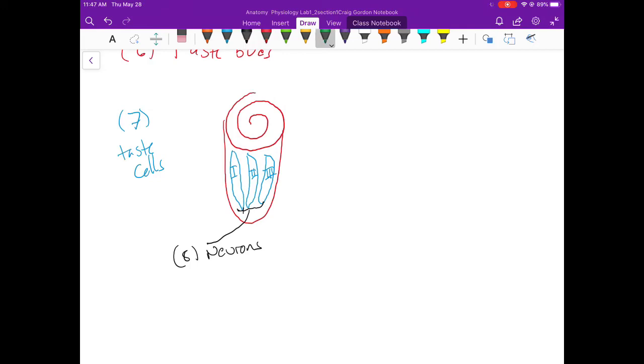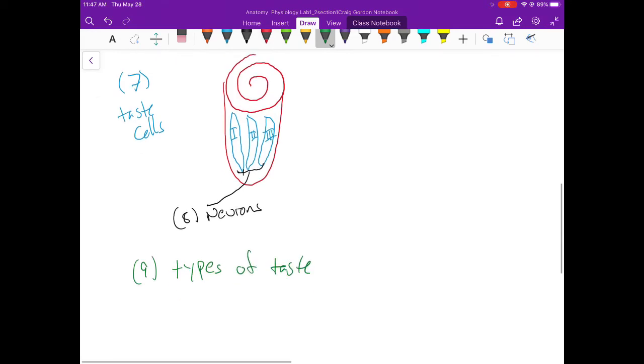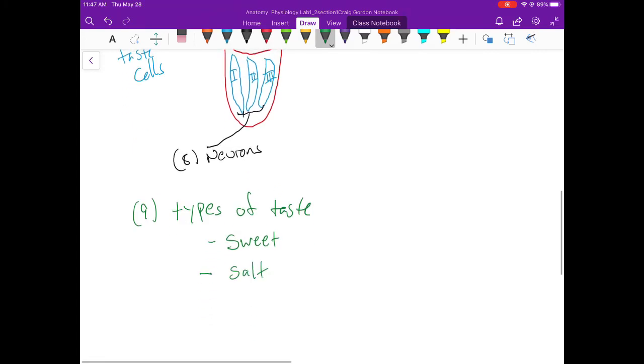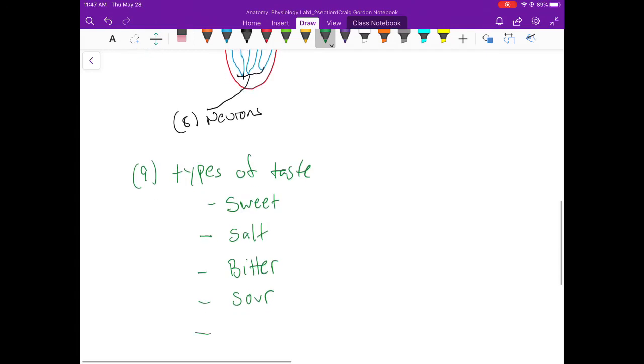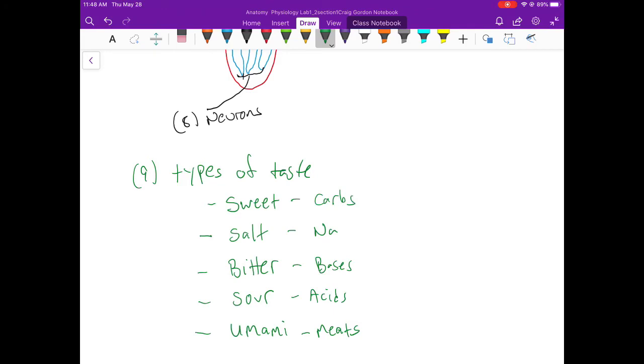The last thing here is going to be number 9, and that would be the types of taste these taste cells can taste. So our different types are going to be sweet, right? That's our sugars, our carbohydrates. Salt, that's our sodium. Our bitters, that's going to be our bases. Our sours, those are going to be acids. And one last one, it's one of my favorites. If you are into steaks or a lot of cooking that involves soy sauces or mushrooms, it's called umami. This is a taste of amino acids. It's sort of like a meaty type of taste. So there's a lot of umami flavor in meats. Sours are acids, bitters are bases, salts are your sodiums, and sweet is going to be your carbohydrates, the glucose and all that.